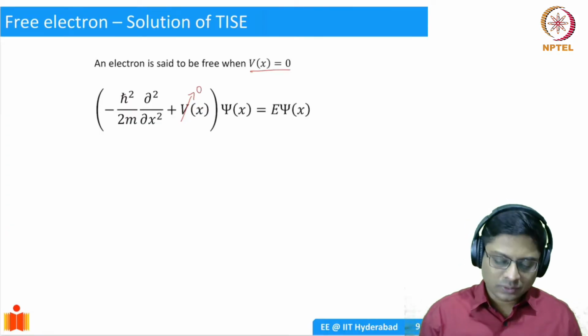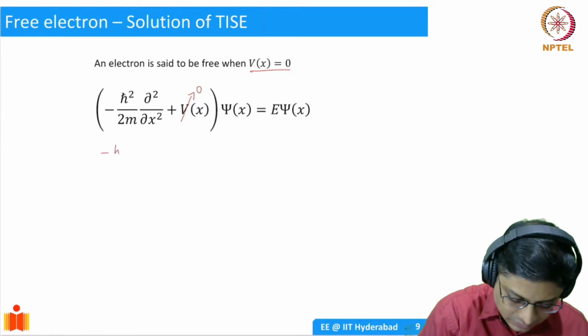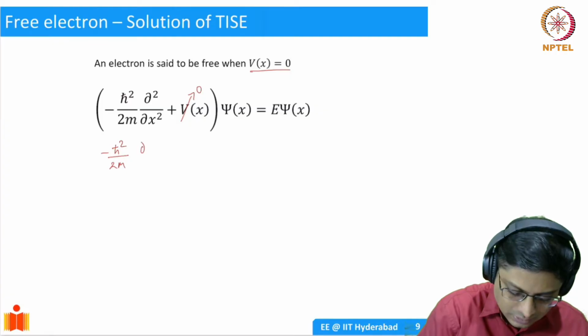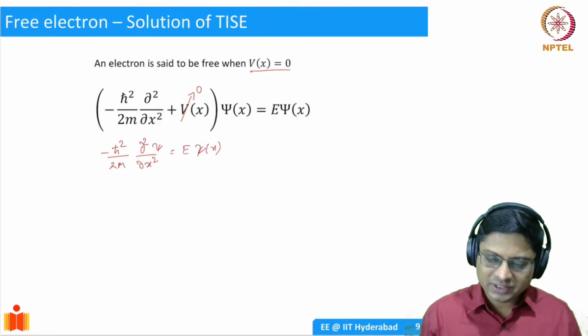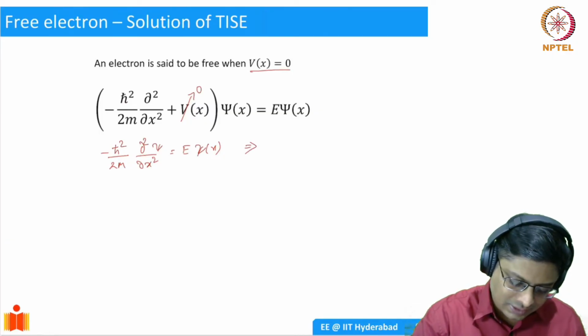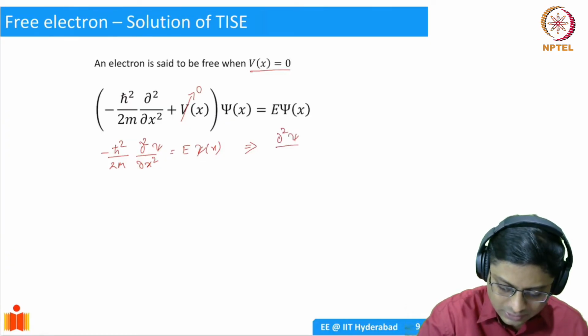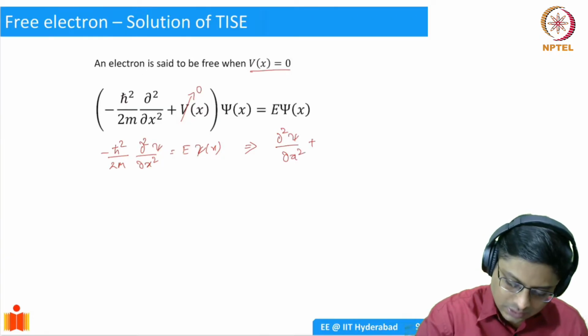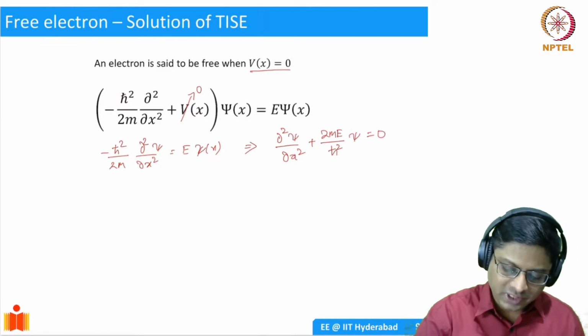So how will we do that? Once V of x goes to 0, we can rewrite this. It will turn out to be minus h cross square by 2m, dou square psi by dou x square, equal to E psi of x. Right? This is the equation. We can rearrange it a little bit by taking the 2m by h cross to the other side. So basically, dou square psi by dou x square plus 2mE by h bar square psi equal to 0. So this is the equation that we need to solve.